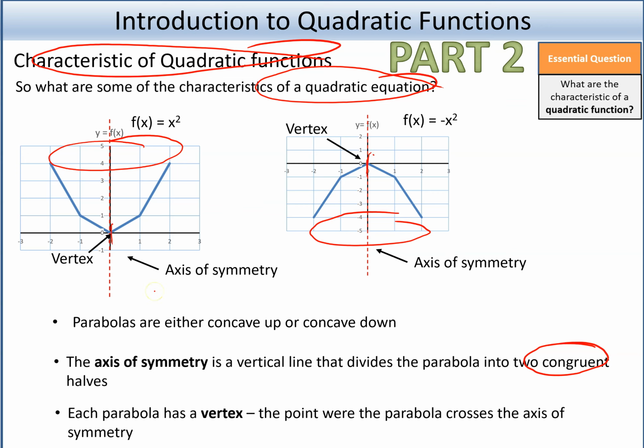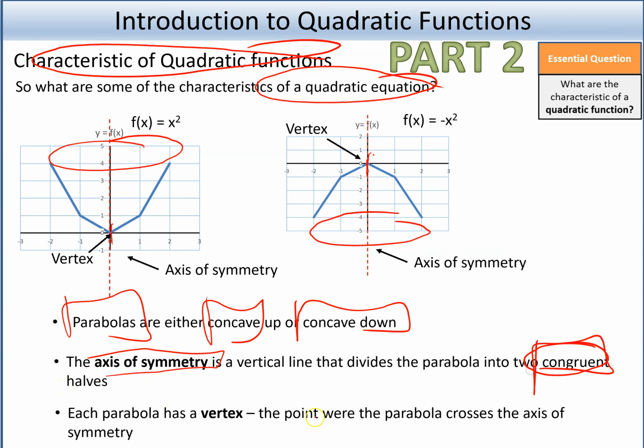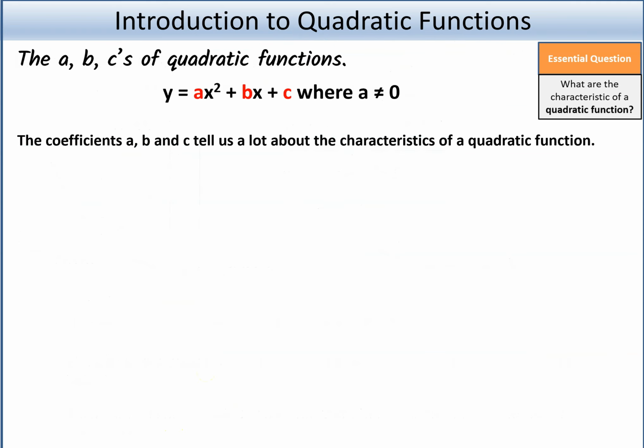Okay, so we have parabola, some vocabulary: concave up, concave down, axis of symmetry, you should know congruent, and our vertex. So how do we find all these things, axis of symmetry and vertex and things like that? Well, we use the coefficients, the a, the b, and the c of our quadratic function to find the axis of symmetry and our vertex.